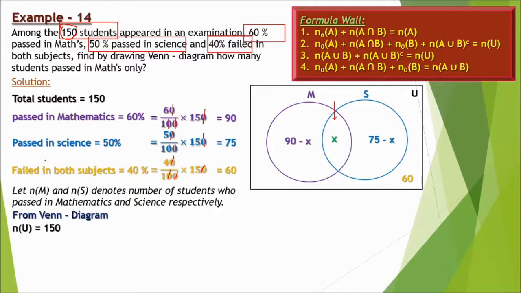Universal set n(U) is 150 total, that is, only M is 90 minus x, and the intersection is x, say. And science is 75 minus x, only science, and finally the complement is 60. Outside of the ring is 60. Now as we are going to use formula 2, you can see we are going to use this formula.